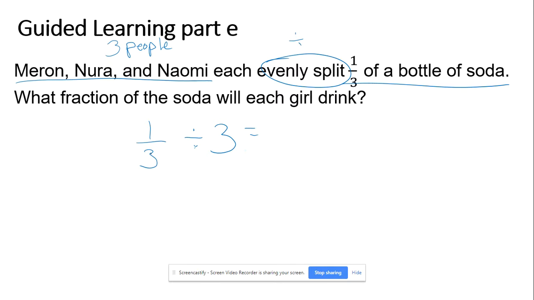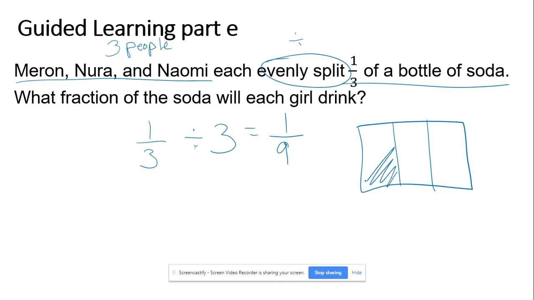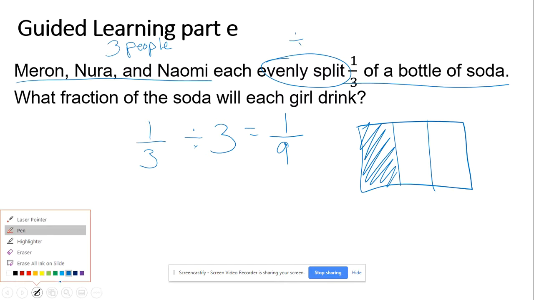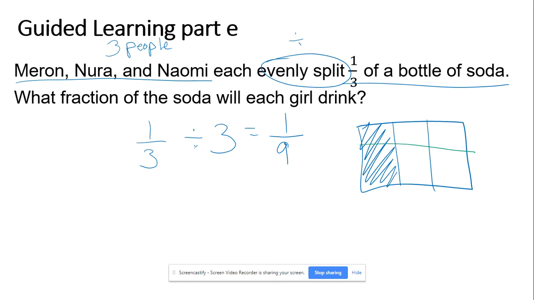If our trick is right, we know that 3 times 3 is 9, and our numerator is 1, so 1 stays the same. Let's draw a picture to see if we're right. We're going to split this into thirds, shade 1/3 of the entire piece. We're going to split this into 3 parts, 1 for Marone, 1 for Nura, and 1 for Naomi. We can see that each girl is going to get 1 out of 9 parts. So 1/9 is correct.